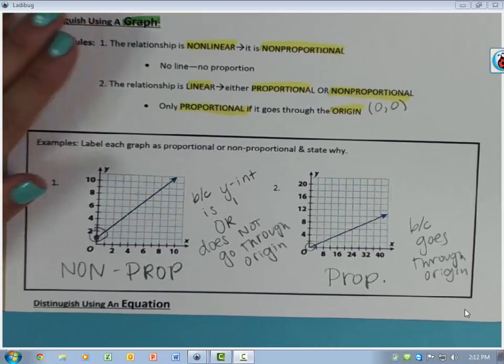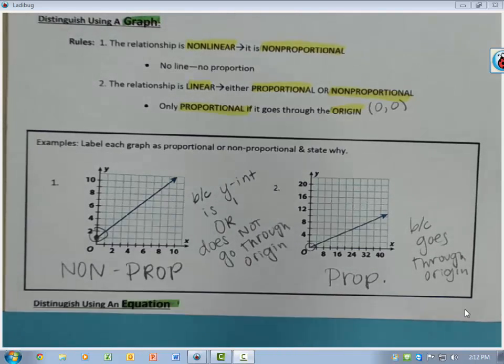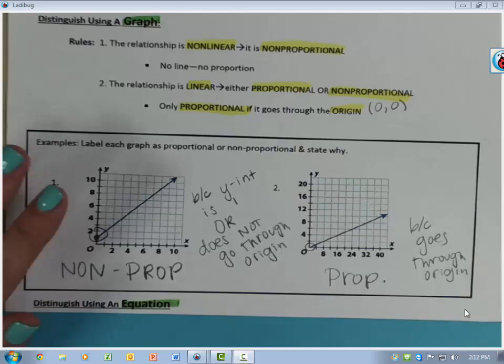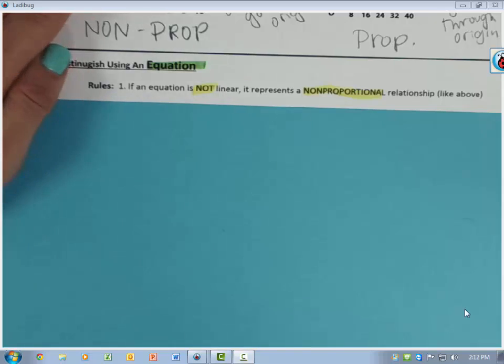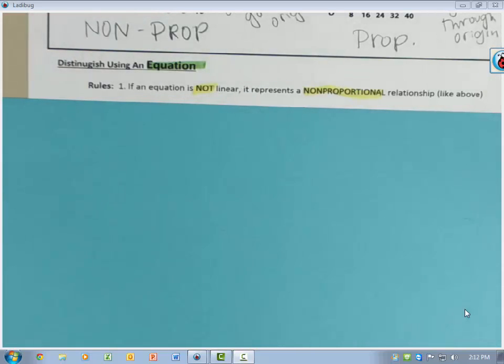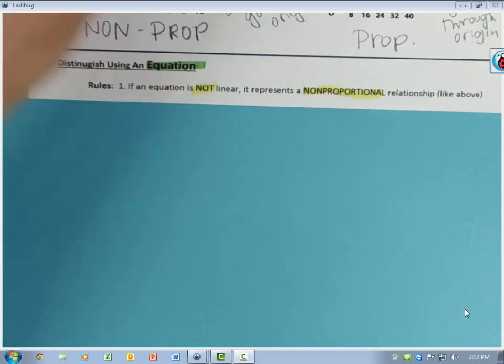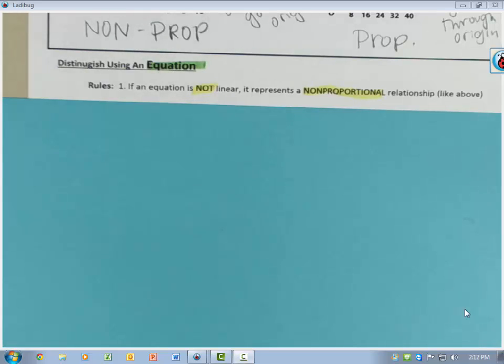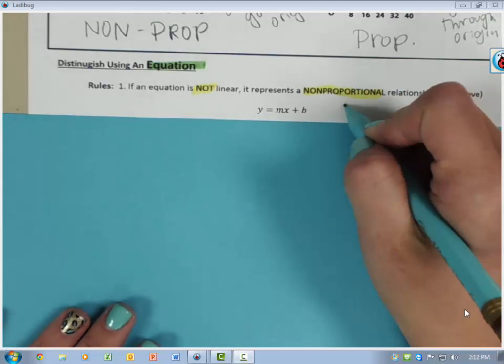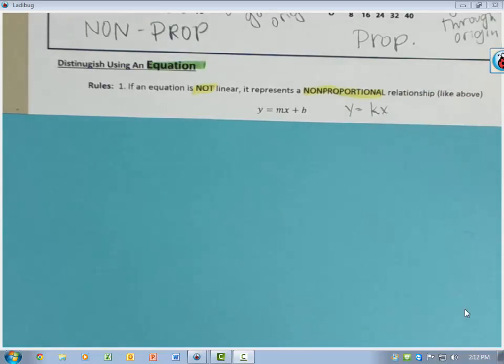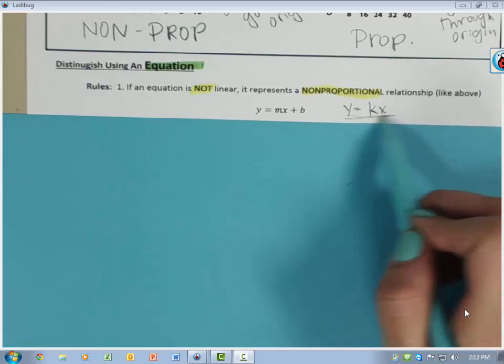Now what happens if you're given an equation? Our equation, remember, is y is equal to mx plus b. So, scoot this up for y'all. Our equation, rule number 1, if an equation is not linear, it represents a non-proportional relationship. So above, if it's not a line like we did in rule number 1 above, if it's non-linear, it's non-proportional. All that means is if it's not an equation of a line, if it doesn't look like this, it's probably not proportional. Or if it's y is equal to kx, right? That means it's proportional. This means it's non-proportional.